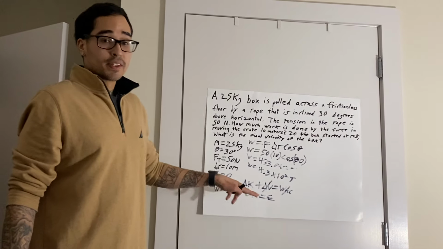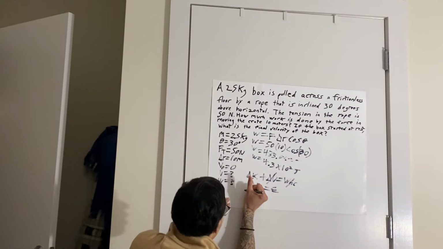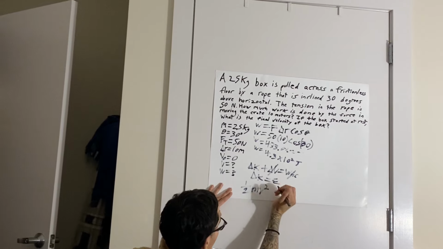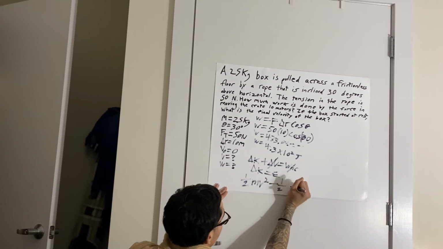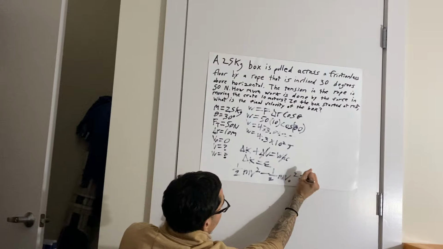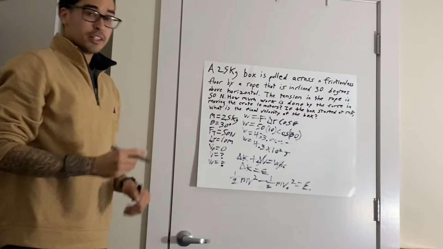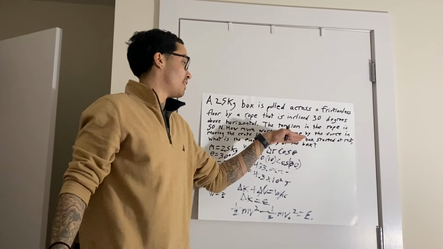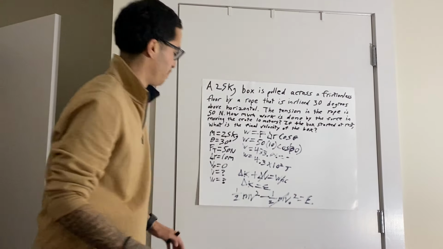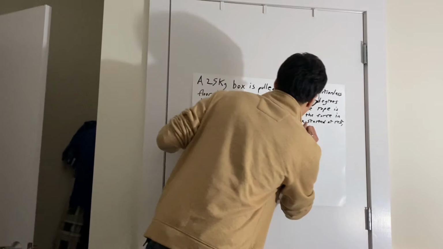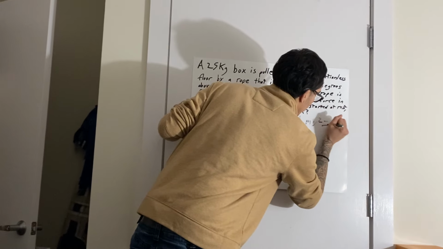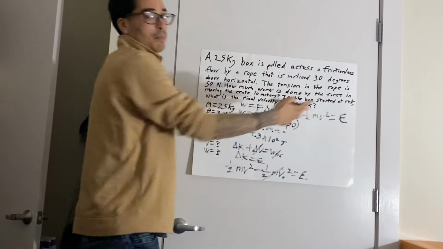The change of kinetic energy is written as 1/2 mv squared minus 1/2 mv naught squared equals W. So in this problem, it states that the box started at rest, so V naught is eliminated. We don't need that. So we can rewrite this as 1/2 mv squared is equal to W, the amount of work.